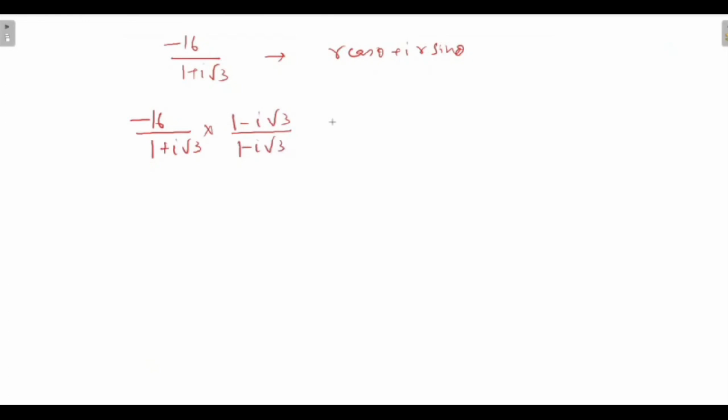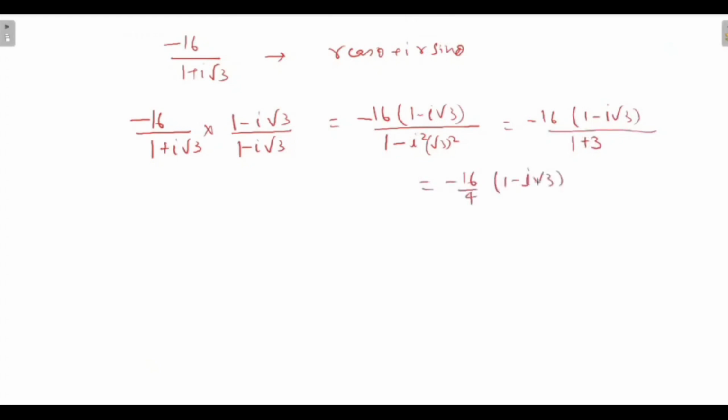So what we will get in the numerator is minus 16 times 1 minus i root 3, and in the denominator we'll get 1 square minus i square root 3 square. Then it will be minus 16 times 1 minus i root 3 divided by 1 plus 3. So this will be minus 16 by 4 times 1 minus i root 3, and that will be minus 4 plus i 4 root 3. So now we have got our complex number in a plus ib format.